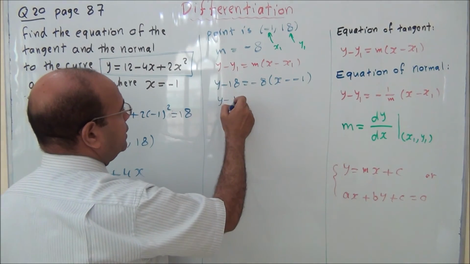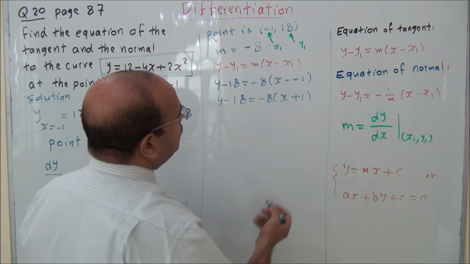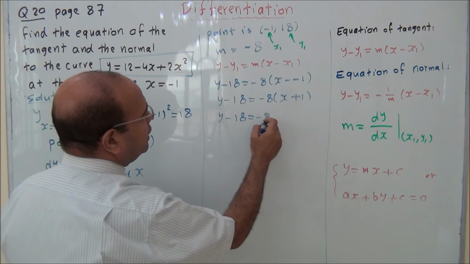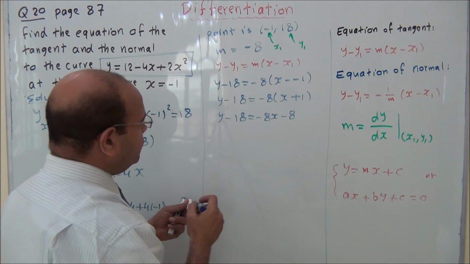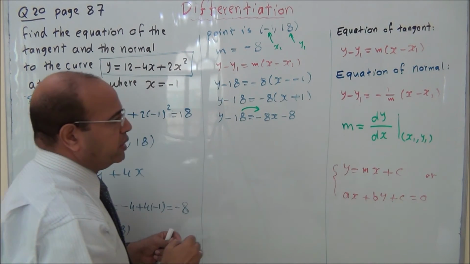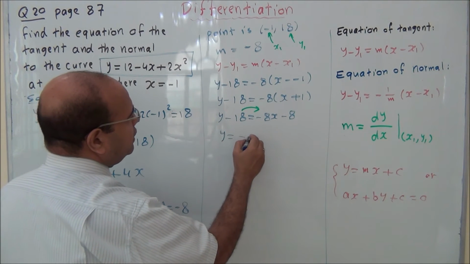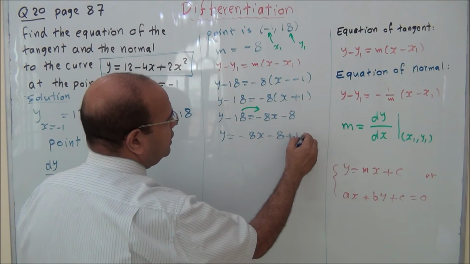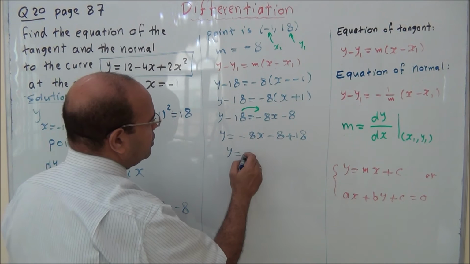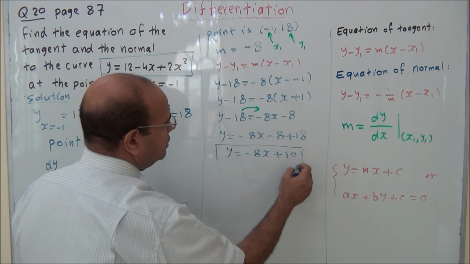So y minus 18 equals negative 8 times x plus 1. Distribute negative 8 over the bracket. So y minus 18 equals negative 8x minus 8. Move negative 18 to the other side. So we need to write the equation in that form, y equals mx plus c. So y equals negative 8x minus 8 plus 18. Negative 8 plus 18 is positive 10. So y equals negative 8x plus 10. So this is the equation of the tangent.